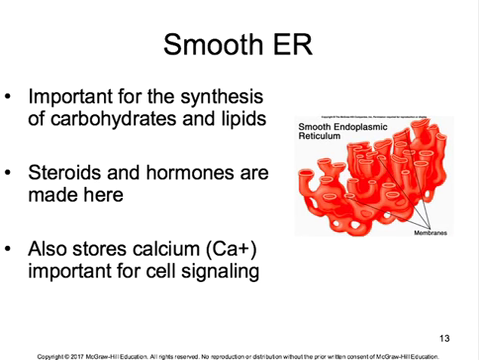The smooth ER, as I had said before, is smooth because it lacks those ribosomes on the outside, and it's important for the synthesis of carbohydrates and lipids. Steroids and hormones are also made here, and it's also important for storage of calcium. And calcium, we'll learn later, is incredibly important for your cells to be able to talk to each other or signal.